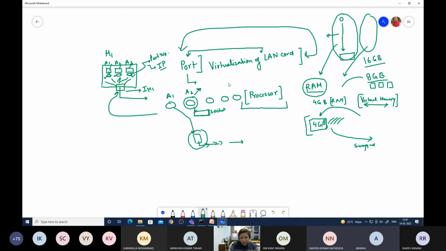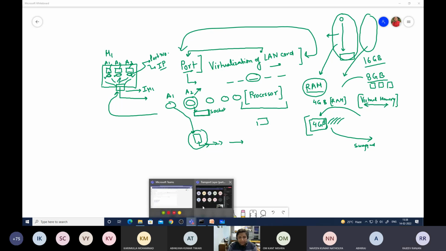But the application should not get this idea. That's why you create so many processes: you have fewer processors, but you don't get any idea whether your process is running or not. It may be waiting somewhere in the ready queue or somewhere else. On similar lines, the transport layer port is the virtualization of your LAN card. Any doubts, any questions?